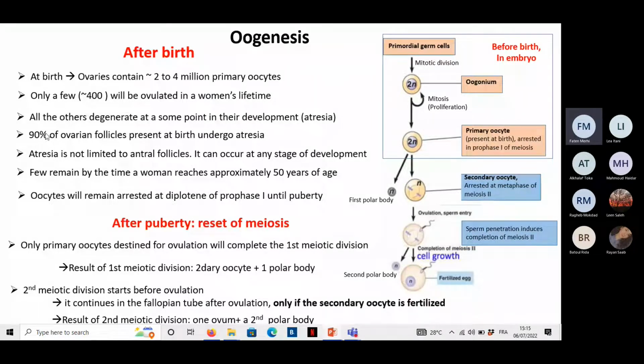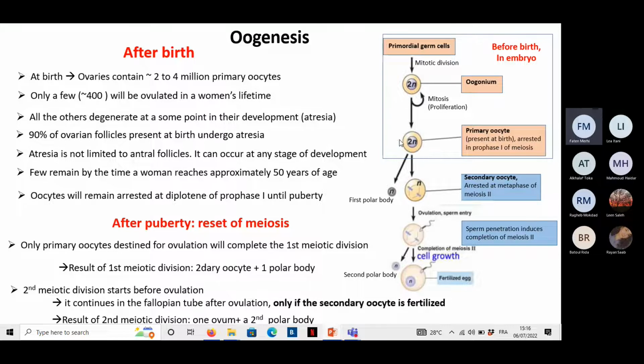90% of ovarian follicles present at birth will undergo atresia. The ovarian follicles are the primary oocytes when they are surrounded by follicular cells, as you are going to see. So the oocytes will not be like this alone.